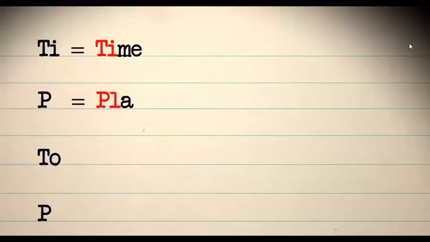P equals place. Change paragraph if you start talking about a new place. TO equals topic. Topic means the same thing as subject. When you move on to a new topic or the subject changes slightly, then it's time to change paragraph.